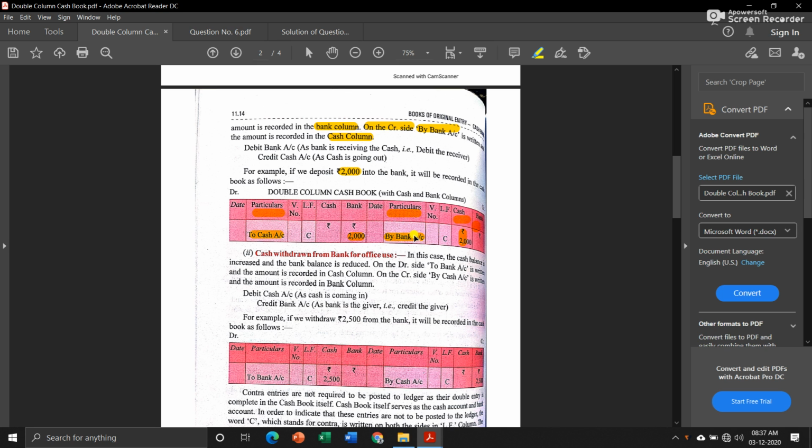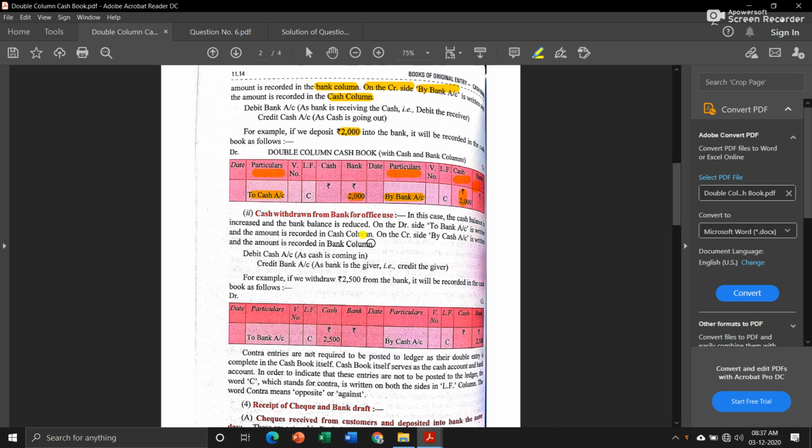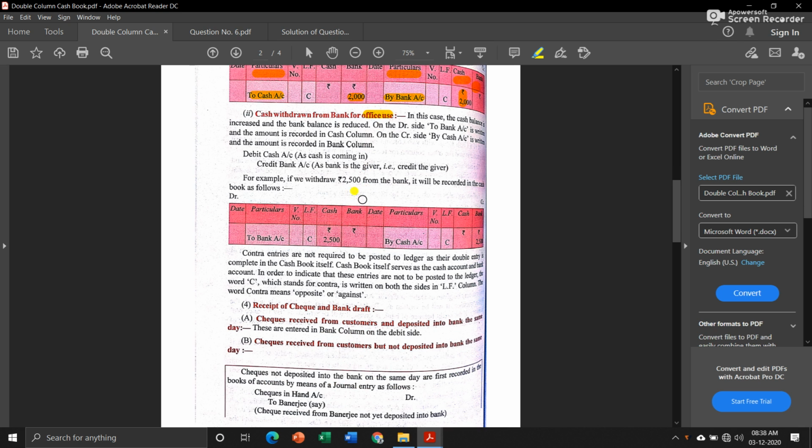And if we see the journal entry for this transaction, it will be bank account debited to cash account. So to cash is in here, and obviously on the credit side it will be by bank account. Now another type of contra entry is when we withdraw from bank for office use, not for personal use. At that time, let us see one example.